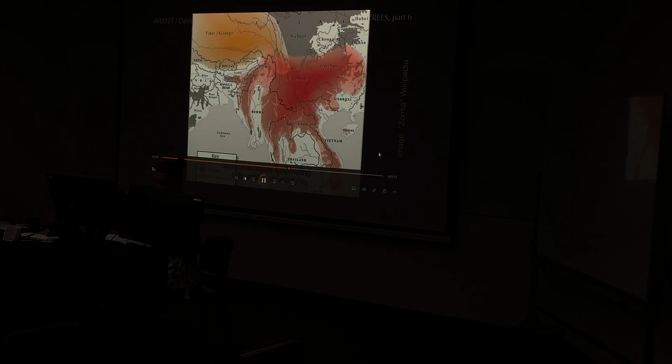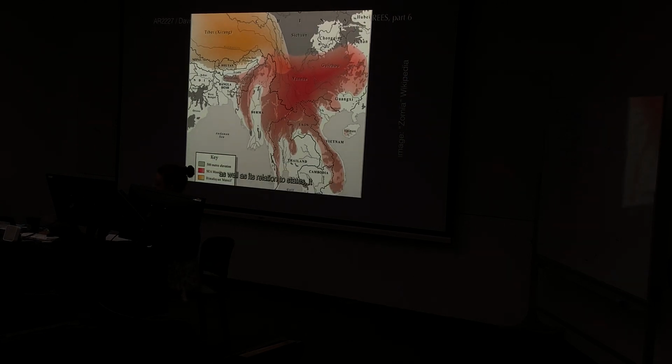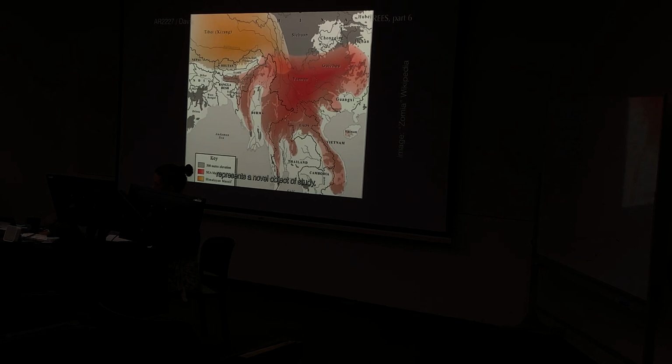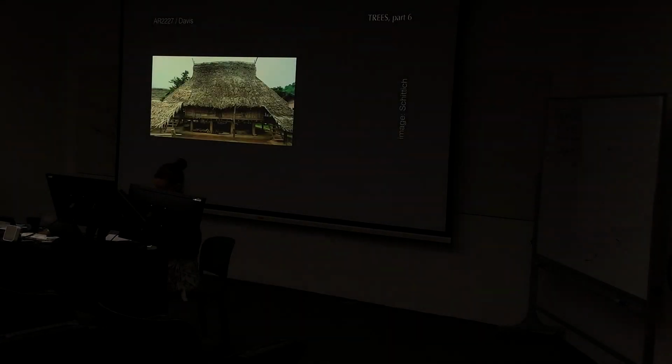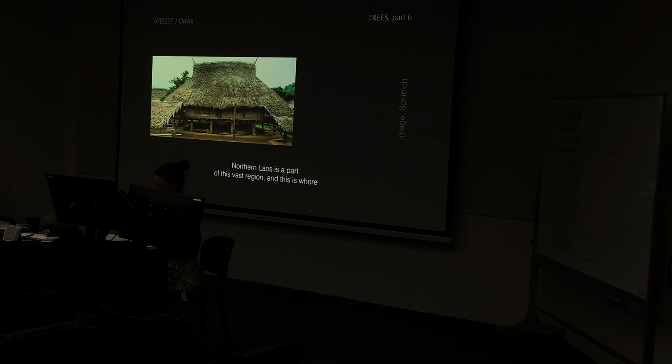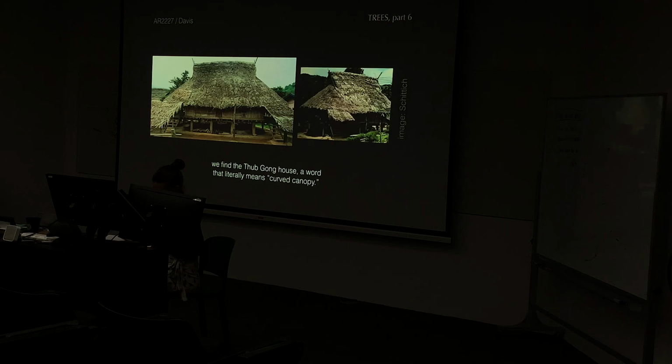What makes it interesting is its ecological variety, as well as its relation to states. It represents a novel object of study. Northern Laos, then, is a part of this vast region, and this is where we find the Tuk Gong house, a word that literally means curved canopy.